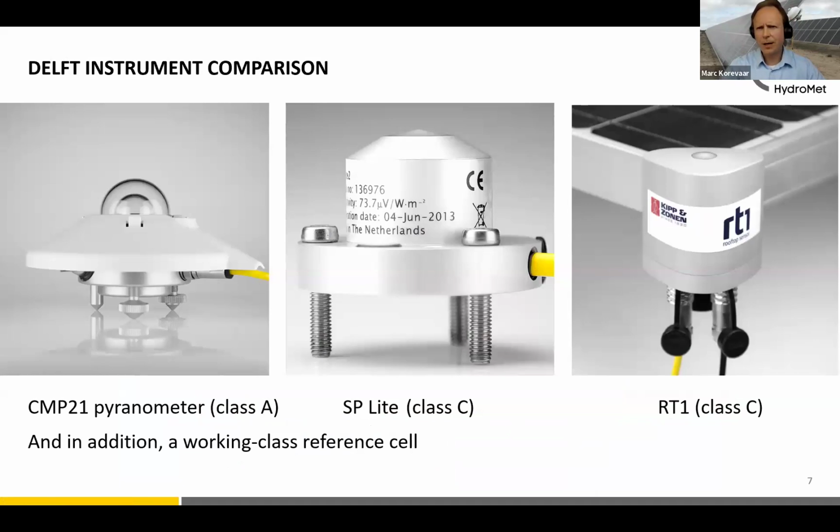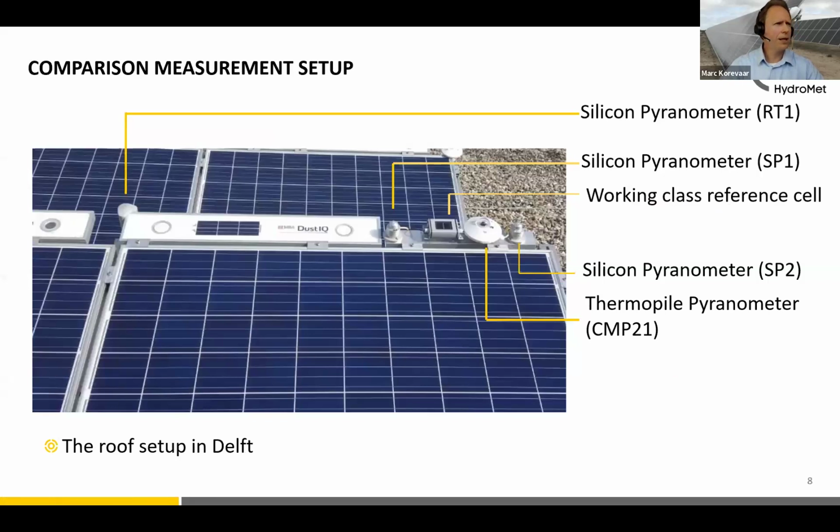Now, we have done some comparisons in Delft of different instruments. We have a class A pyranometer, that's the highest class, on the left. We have also considered an SP Lite, a class C pyranometer, and an RT1, a class C pyranometer, which includes a back of module temperature sensor, and in addition also a working class reference cell. This is a photo of the setup next to PV modules. We have the different sensors mounted in the same orientation as the PV module.